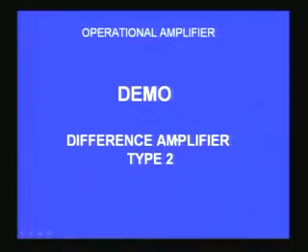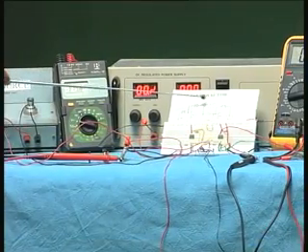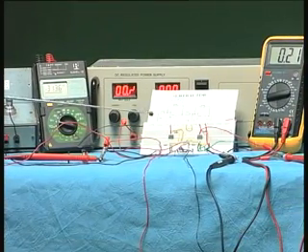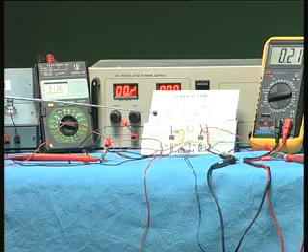Right. Now having seen that, we can perhaps go down to the demonstration table and try to perform the difference amplifier. We have already done the difference amplifier corresponding to the type 1. Now we will move to the type 2, and we will try to see whether the circuit works in the way we expect it to work. Here I have the subtractor. You can see the same circuit which I just explained.